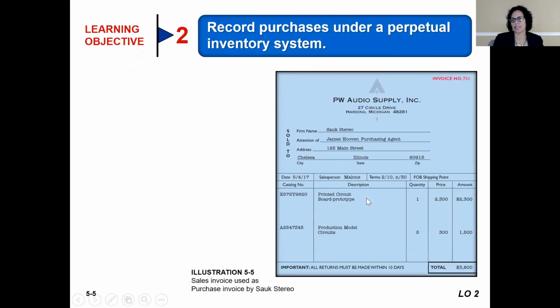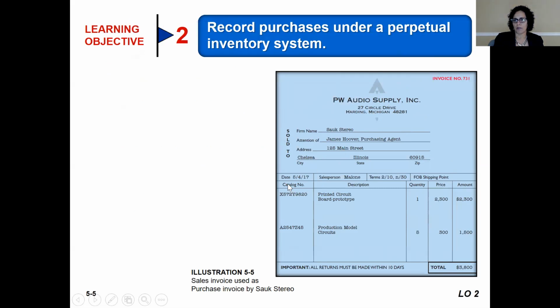So now let's look at where these numbers are actually going to come from. We're going to work through an example where we have PW Audio Supply Company, that's a seller. This is what they call a sales invoice. This is their invoice, that's why their name is there up on the header. They are identifying who it is sold to. So this party is a seller, this party is a buyer.